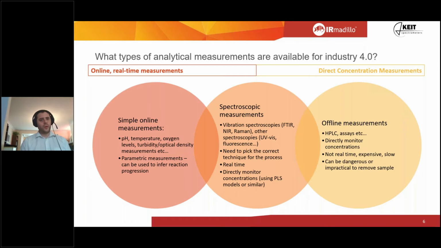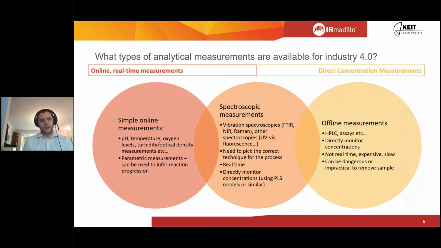Then in the middle, we have spectroscopic measurements. And I'm going to go into spectroscopy in a bit more detail later, but that's kind of halfway between the two. Spectroscopic measurements do look at the chemicals that are present, and they do it in real time, but they don't give as much information or the precision of information that some of the offline measurements can give.